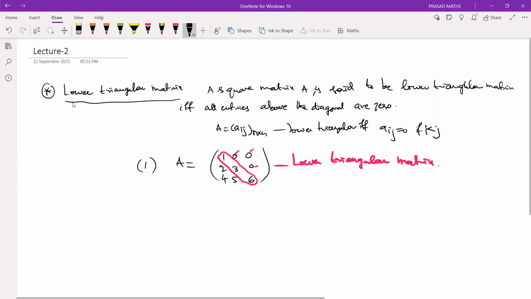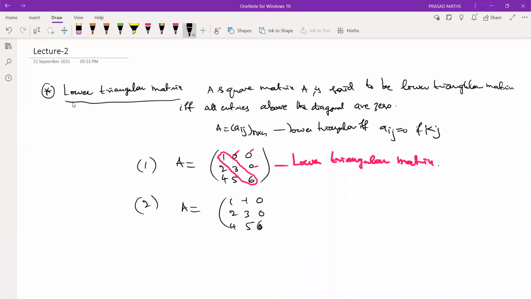Suppose you take A equals 1, minus 1, 0, 2, 3, 0, 4, 5, 6. Is it lower triangular? No, right? At least one entry above the diagonal is non-zero, therefore it is not lower triangular.